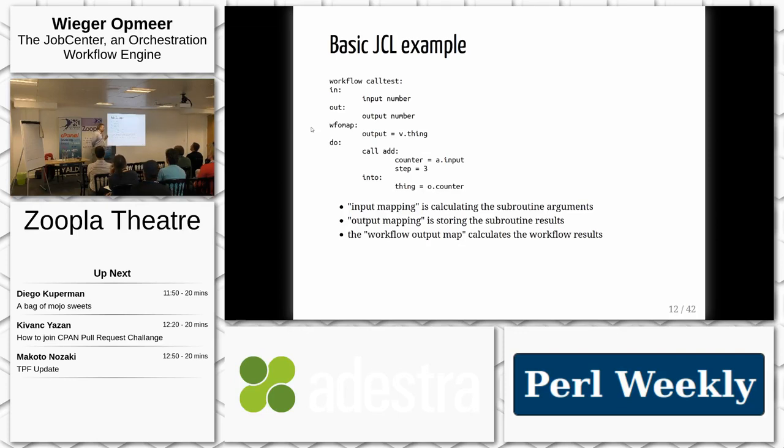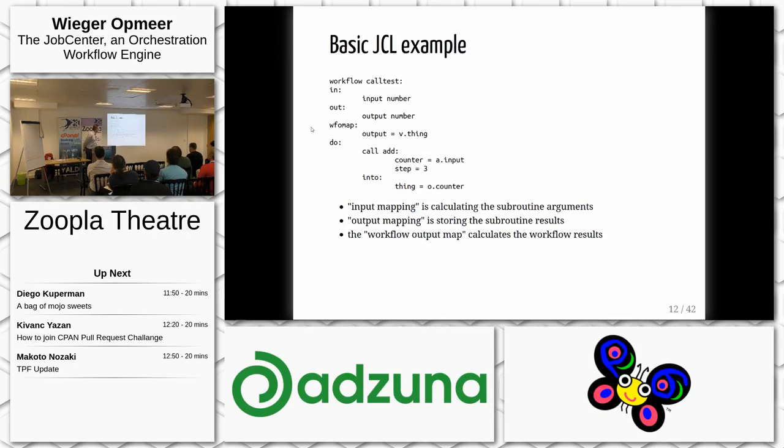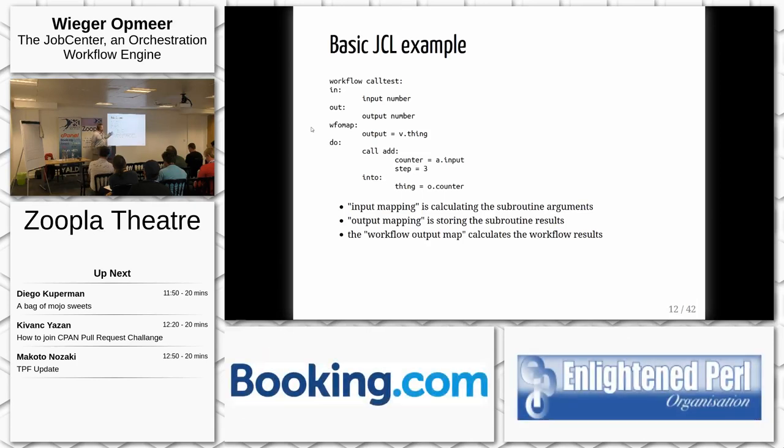Then the worker goes to work and eventually produces the output that ends up in something called the output variables, and that will again be called counter, and we store that in a local variable called thing. Very imaginative again. So we have a workflow called call test, because we're testing the calling mechanism, that has an input argument called input of type number. It has an output variable of type number. And it has a workflow output map, which is the thing that computes how the job state will be converted into the output of the workflow. In this case, it's simple. It's just the value of the local variable thing gets copied into output.